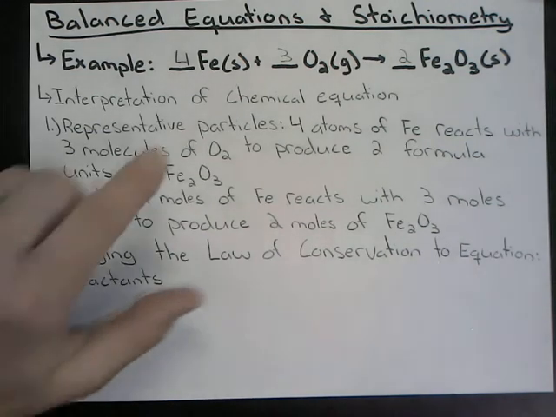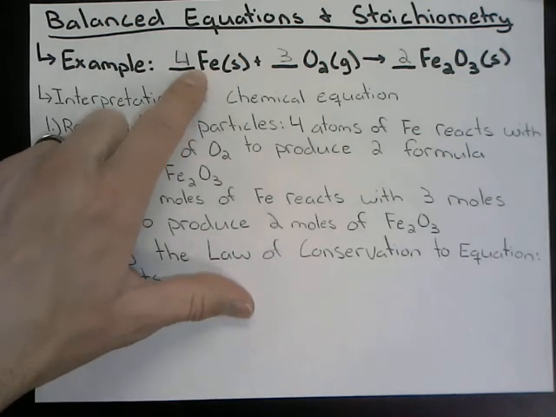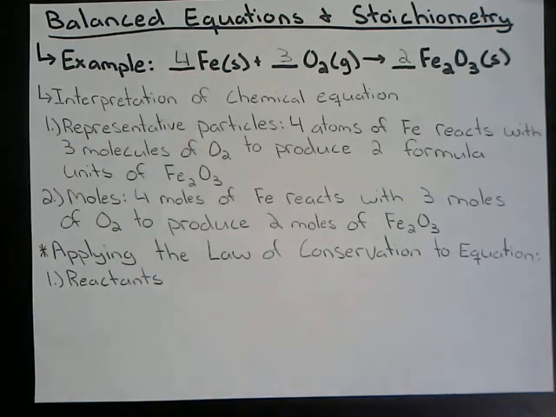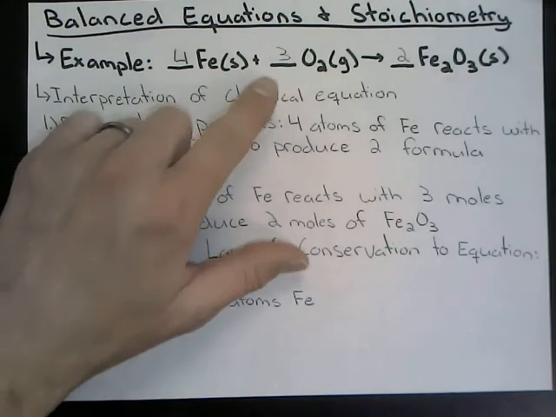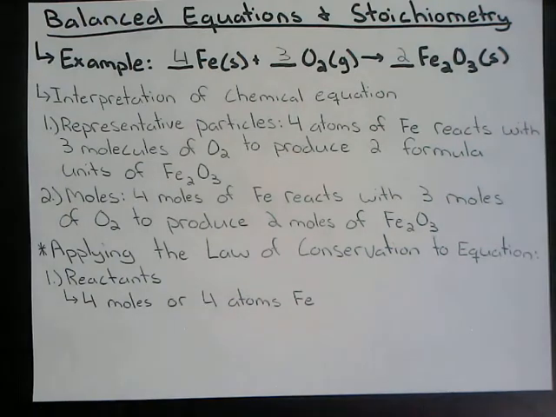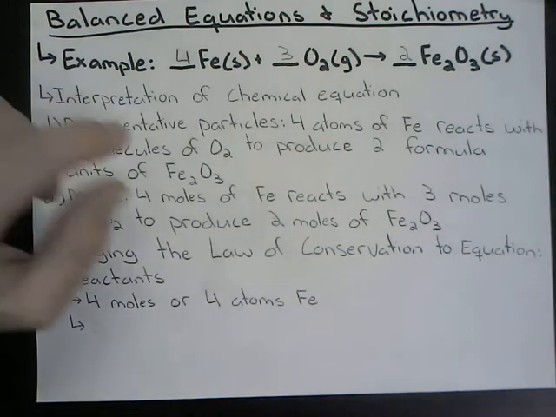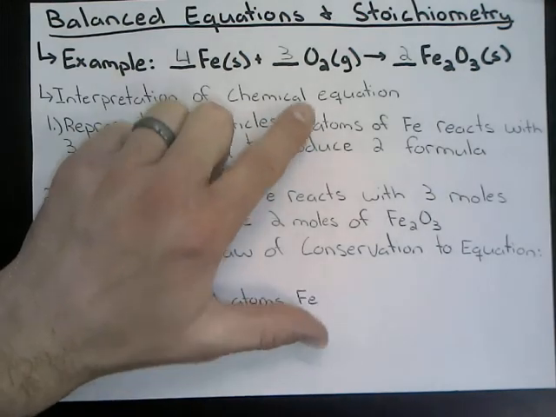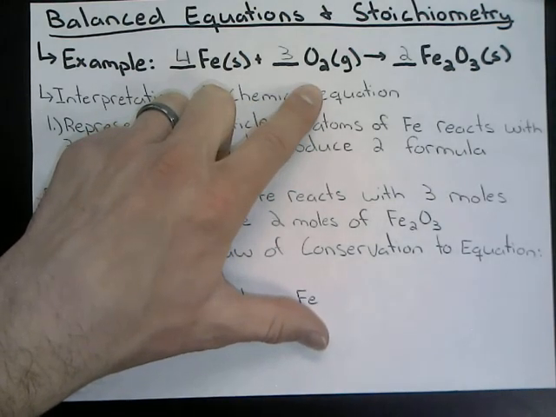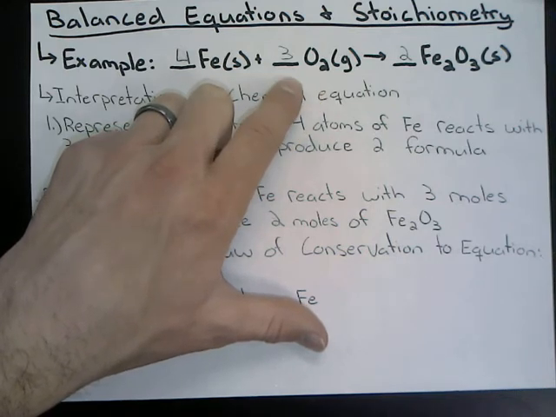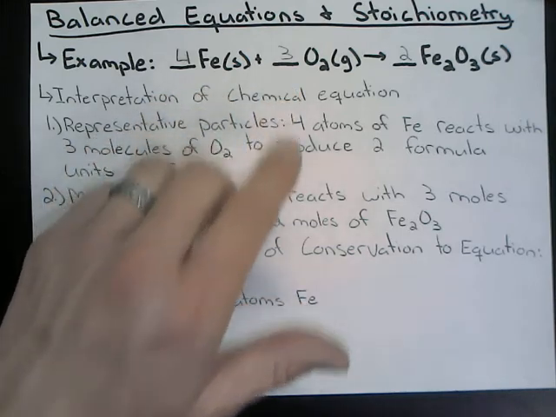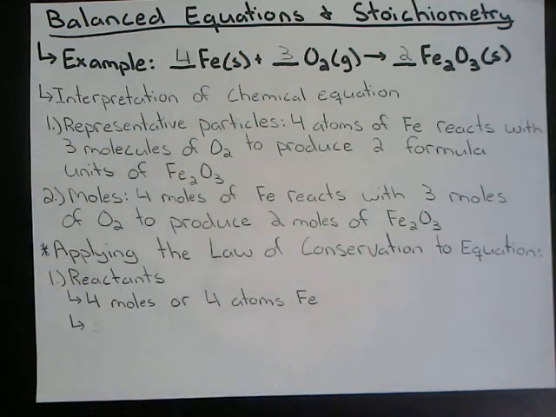And the first reactant that is listed is Fe. Well, our balanced chemical equation says we have 4 moles or 4 atoms of Fe. We also have 3 molecules or 3 moles of oxygen. Now, because oxygen has the formula O2, we actually have 3 times 2 total moles of just oxygen. So that is a total of 6 moles or 6 atoms of oxygen.